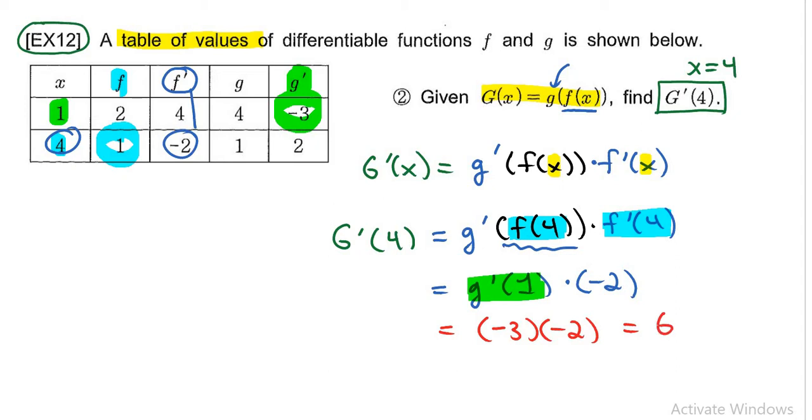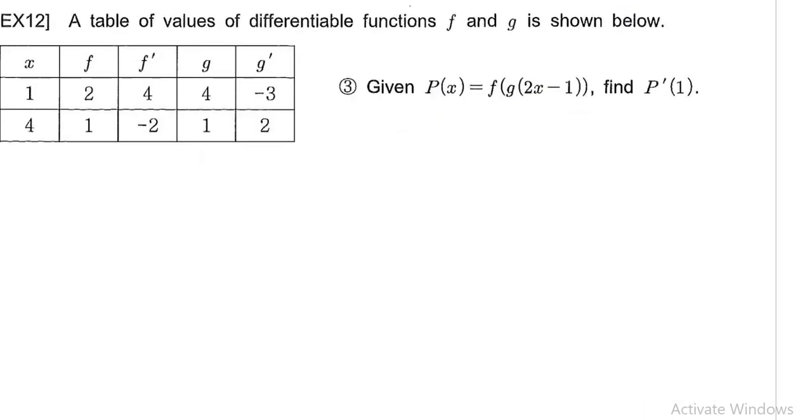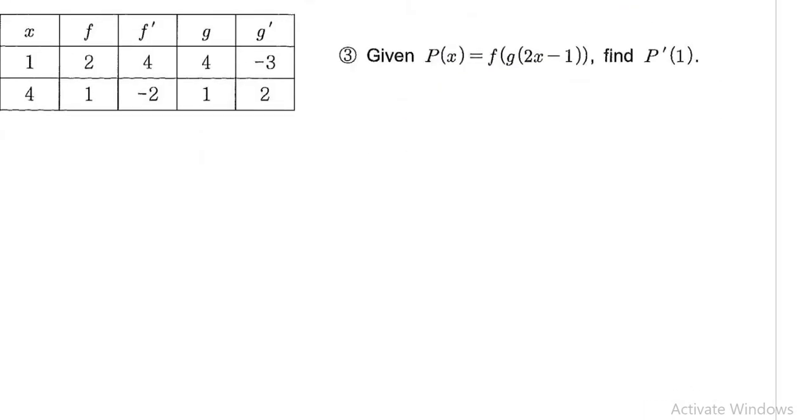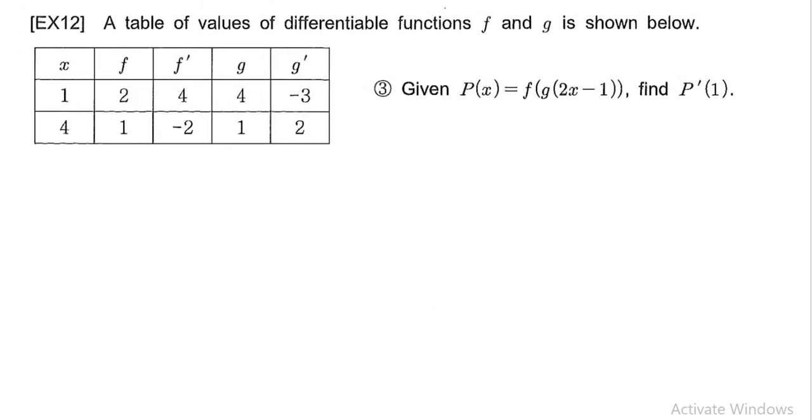Alright, so let's now move on to problem 3 in this section here. For problem 3, I'm given another piecewise function here. I'm given p of x equals all of that, and I need to find the derivative value when x equals 1. So this happens when x equals 1. Alright, so let's go ahead and find the derivative of p of x.